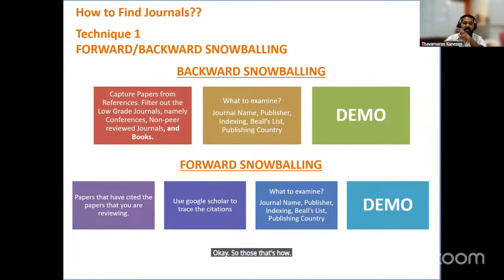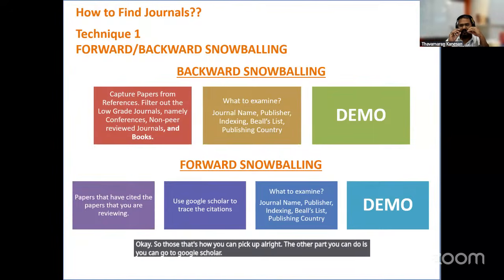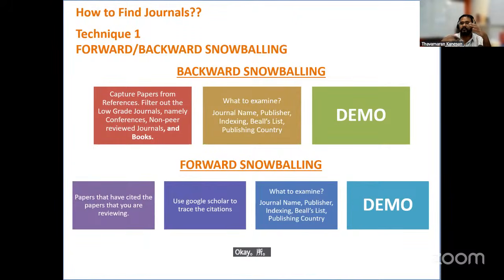The other thing you can do is go to Google Scholar or any other AI tools. You can submit your reference list and see which papers have cited your references. Those are journals you can also look into. So that's how you can find them.